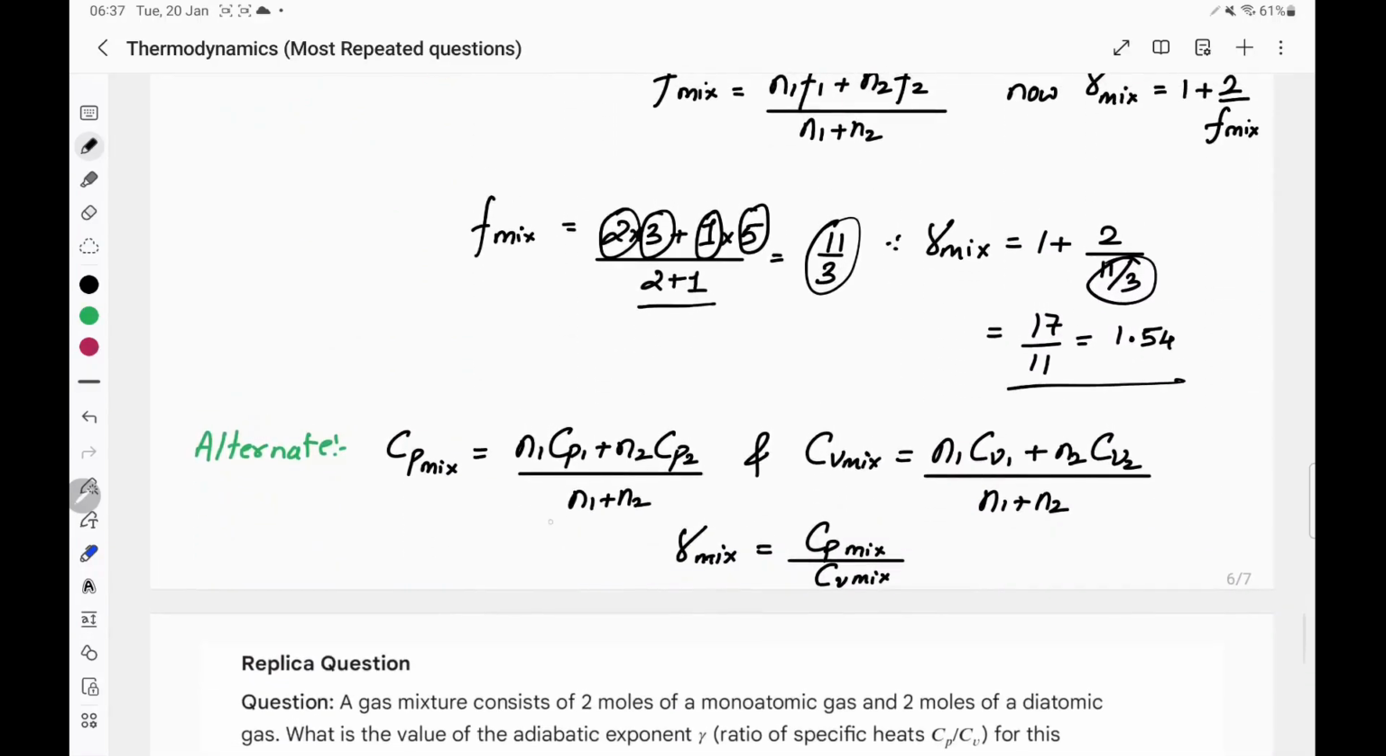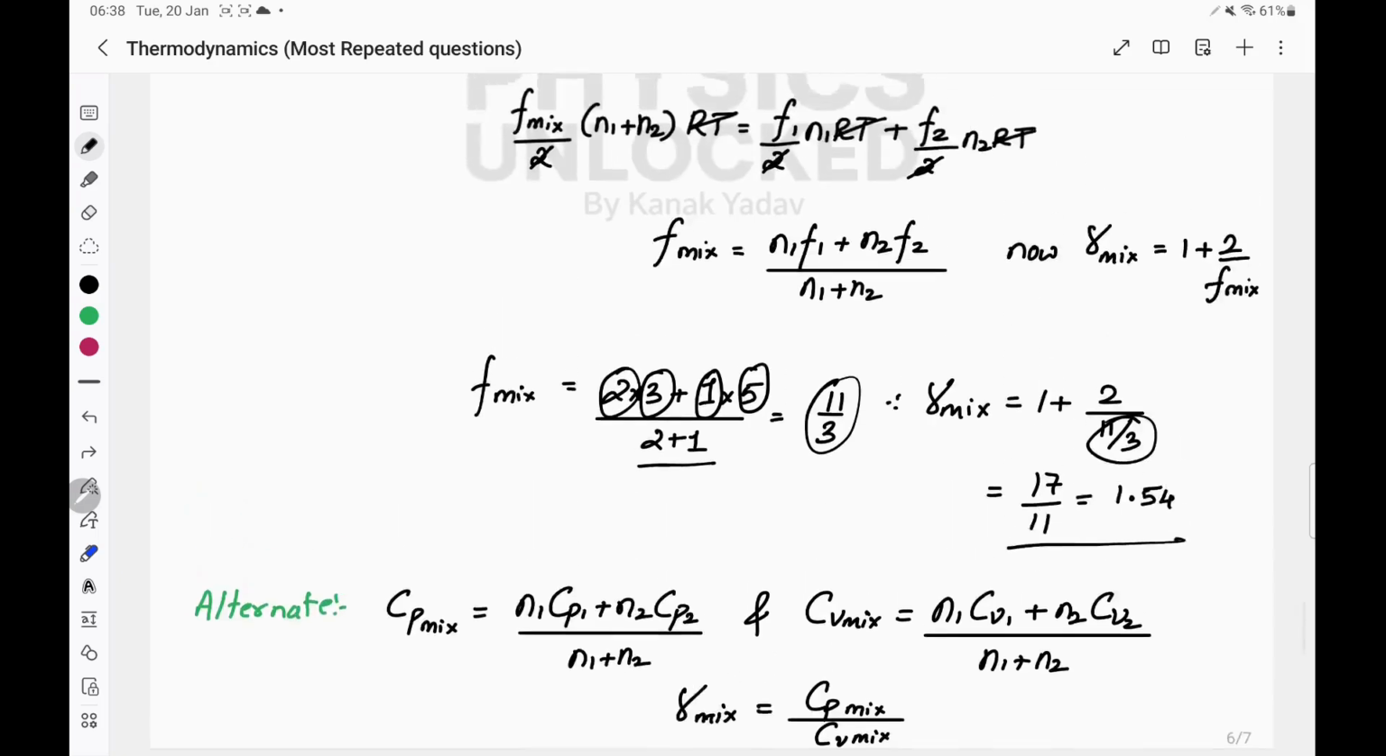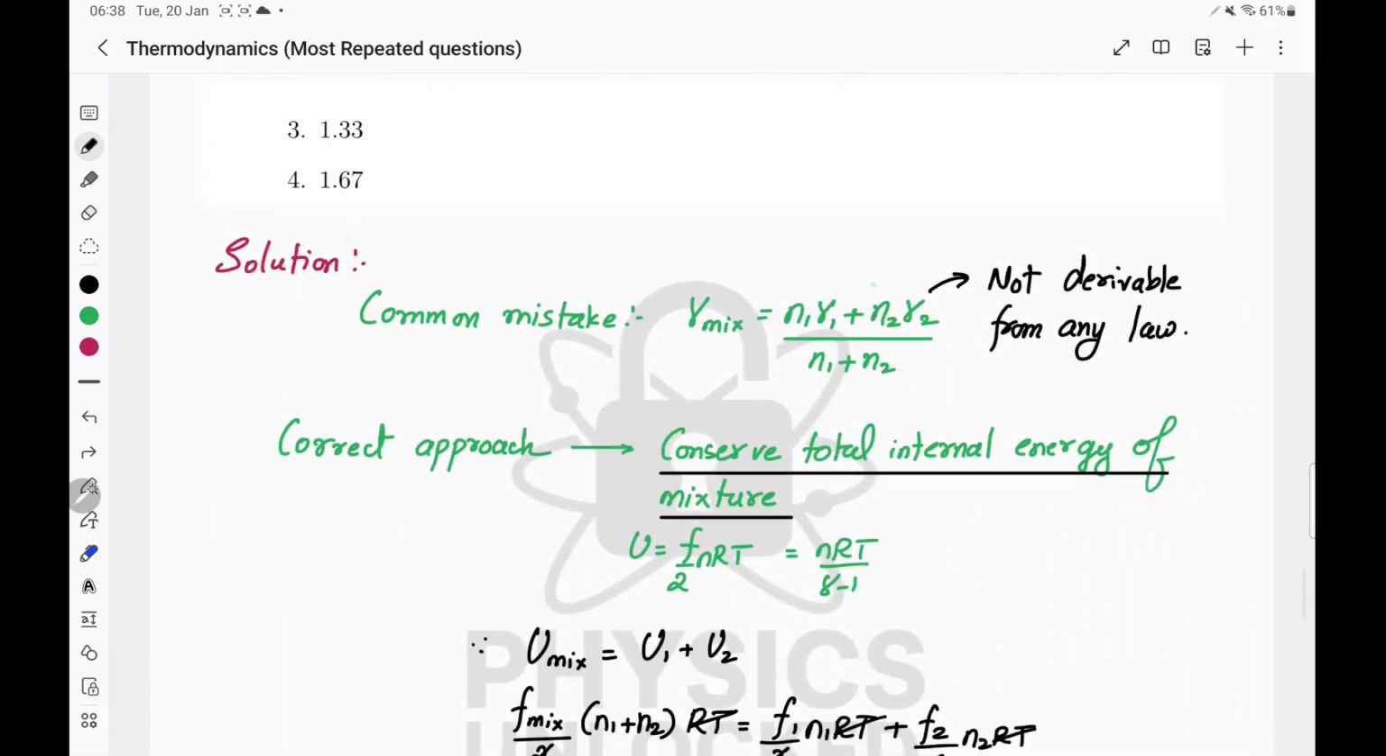Alternatively, you can also calculate Cp mix and Cv mix and take the ratio to find gamma mix. This can also be derived using conservation of internal energy and the first law of thermodynamics. However, the formula that students generally use for gamma mix, as N1 gamma 1 plus N2 gamma 2 divided by N1 plus N2, is based on their intuition, which is wrong. It's not based on any physics principle. So don't go by your gut feeling. This is a very, very tricky question.